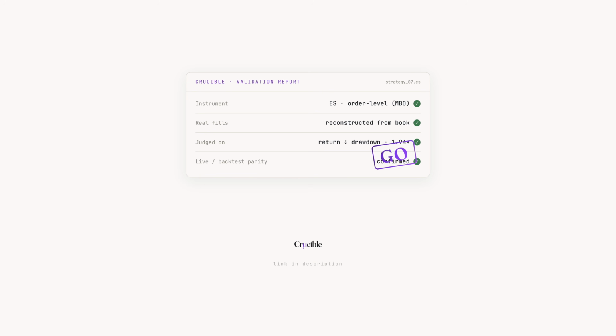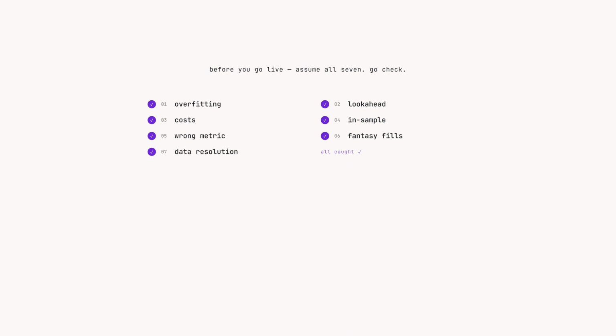But even if we never talk, before you go live, assume your backtest is lying to you in all 7 of these ways, and go check. Win, don't be right.